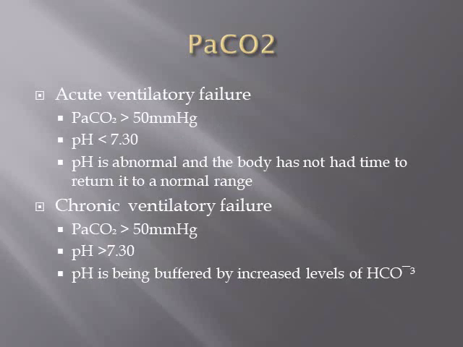Acute ventilatory failure. These patients have a PaCO2 above 50 millimeters of mercury. Their pH is less than 7.3. The pH is abnormal, and the body just has not had time to return it to a normal range by secreting increased levels of sodium bicarb. That's where the alveolar hypoventilation comes in.